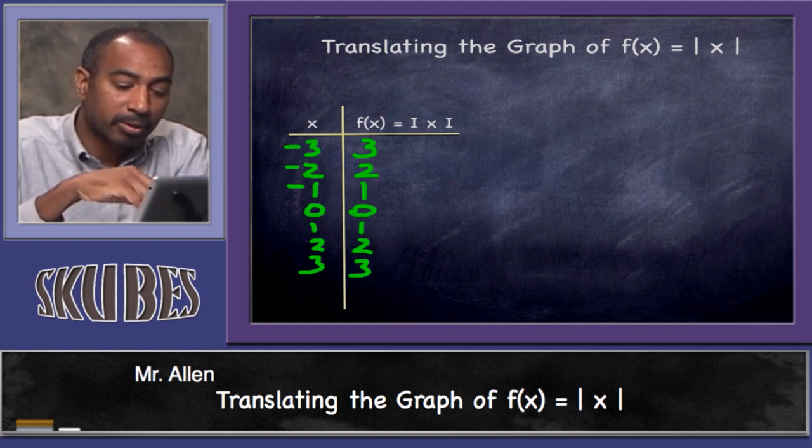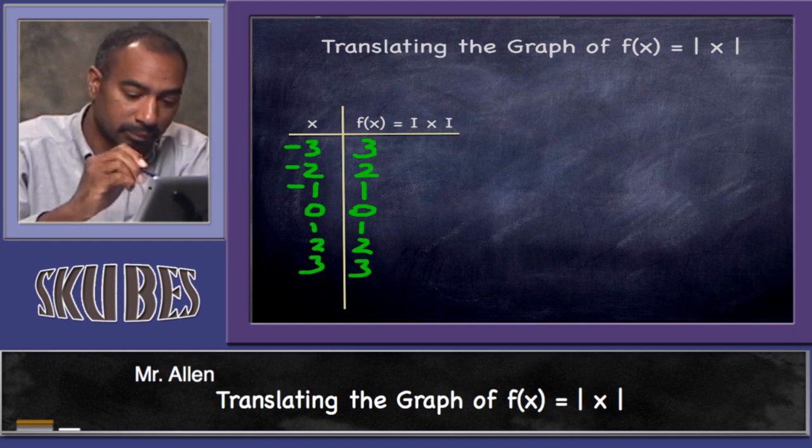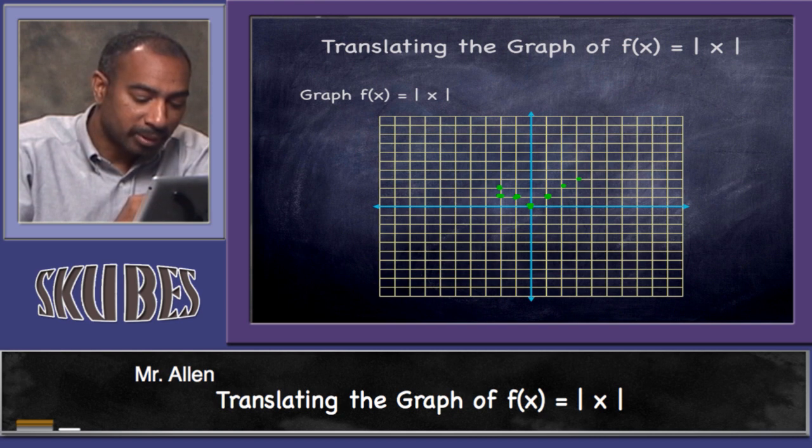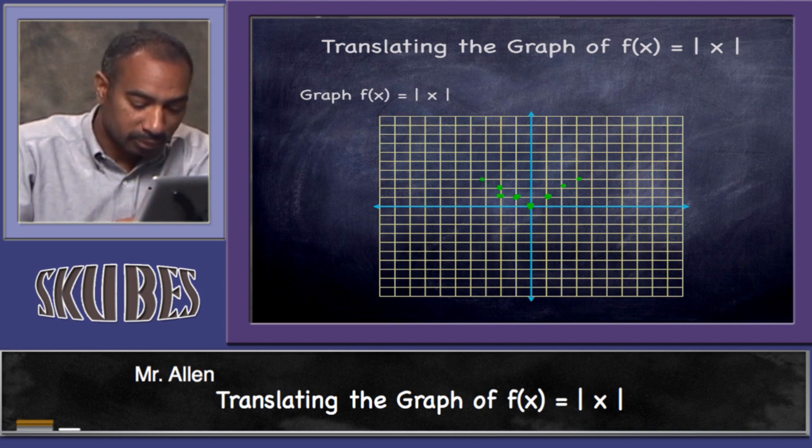Let's see what that looks like if we were to graph these points. So we had 0, 0. We have 1, 1. The absolute value of 2 is 2. The absolute value of 3 is 3. The absolute value of -1 is +1. The absolute value of -2 is positive 2. And likewise, the absolute value of -3 is +3. So you're going to get a graph that looks like this.